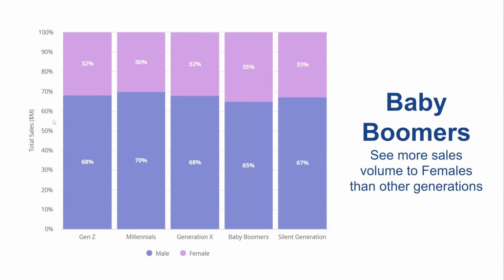So the slide I've put up here looks at the percent of total sales within each generational group by gender. And what you can see is there definitely are some trends for sure. Not anything truly earth-shattering, though I do want to point out in the baby boomers and the Silent Generation segment, actually even in Gen X, we do see a bit more sales to females there than we do in some of the other generations.